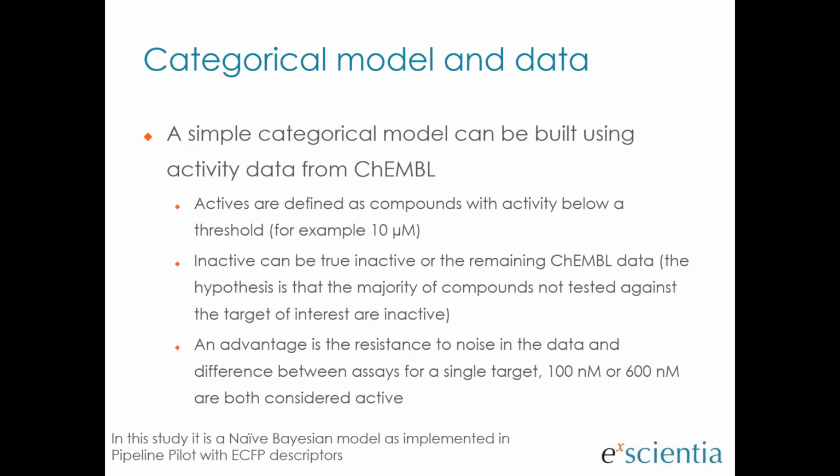One advantage of using a categorical model is the resistance to noise, and you can merge assays between different papers without worrying too much. So for example, if a compound was tested and got 100 nanomolar in one paper but 600 nanomolar in another paper, they will both be considered active and won't affect the model. While if you try to have a very precise model to predict the exact activity, this can be a problem.